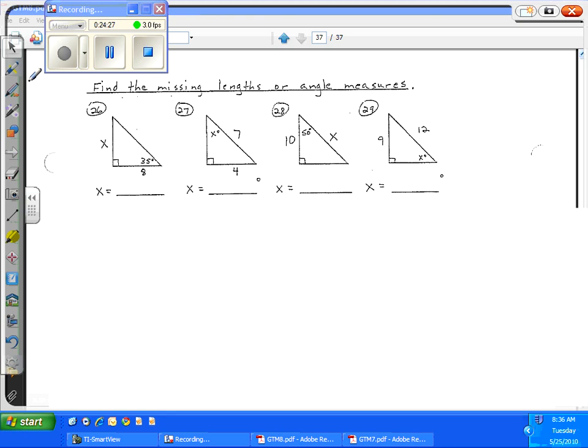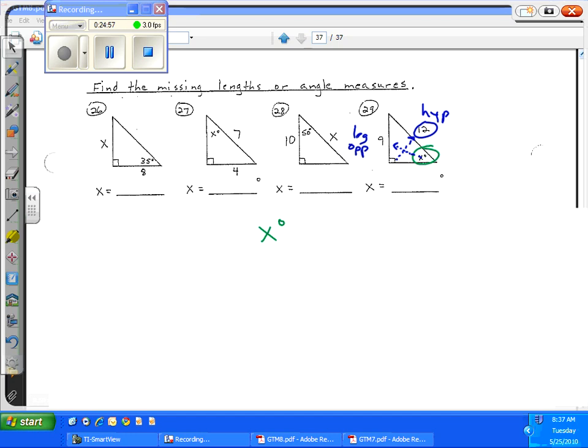Number 29, we're looking for the angle x. So that would be the angle that we use. We look at the sides and see how they're related to the angle. The 9 is a leg. It's the leg opposite the angle we chose, x. The 12 is the one across from the right angle, which is the hypotenuse.